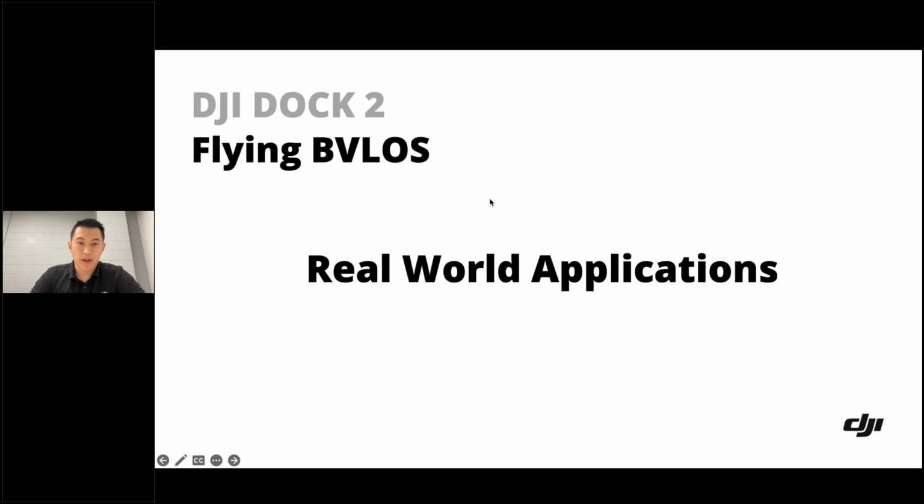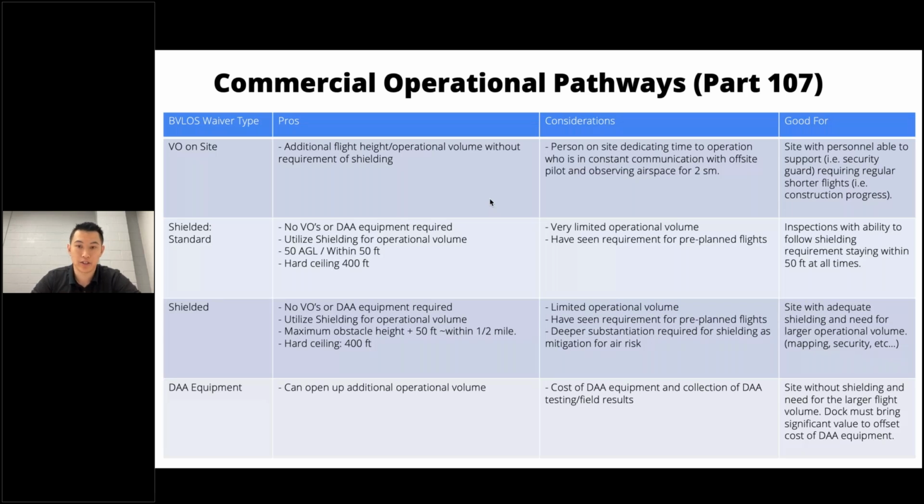Javier went into some of the technical side of the waiver and how it works. I'll be going over some of the real world applications, breaking down some of those waivers he talked about, like a high level review. You have your first one, the visual observer on site. The first waiver option involves having a designated visual observer on the operational site observing the surrounding airspace.